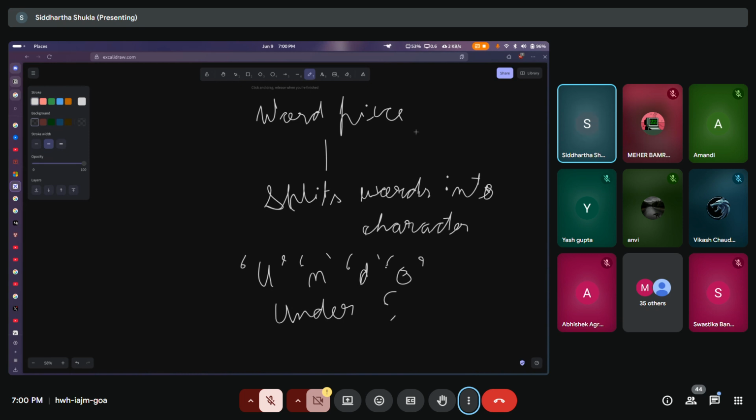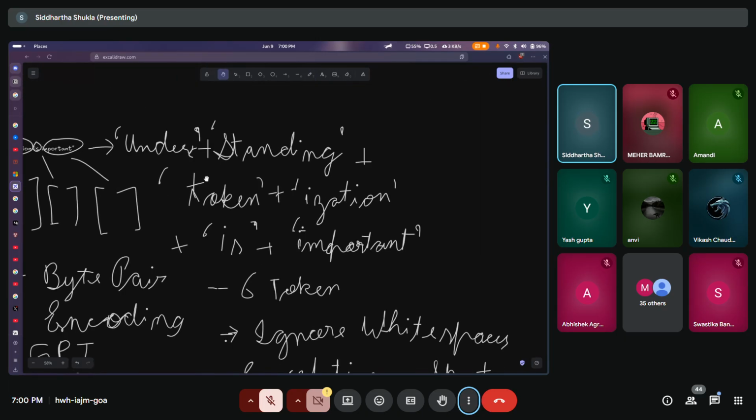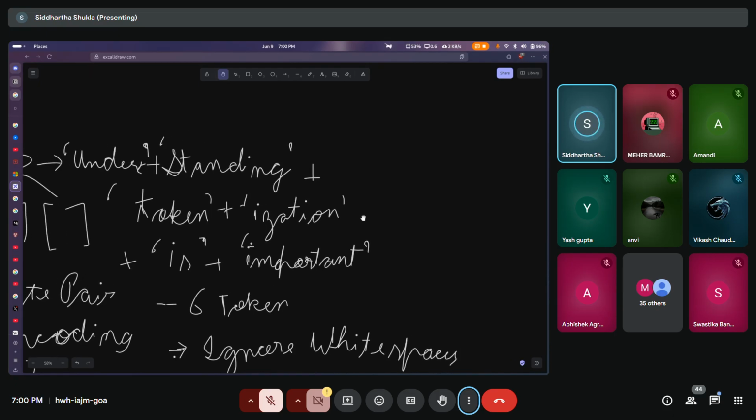Then we have byte pair encoding, which works exactly like how I just explained with "understanding tokenization", in which "under" is one token, "standing" is one token, "token" is one token, and "ization" is one token. So this is also a frequency-based approach, and it iteratively merges the most frequent pairs of bytes and groups of characters.